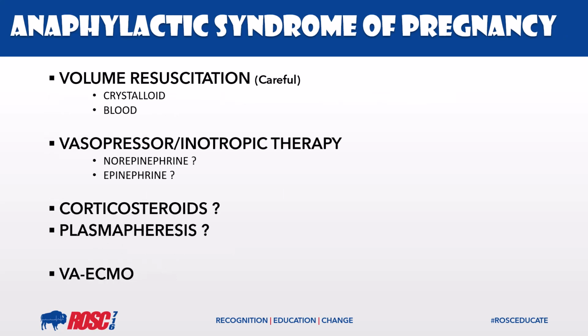We need to provide careful fluid resuscitation in those patients that demonstrate fluid responsiveness. We need to replace blood if the patient is bleeding. We need to reverse coagulopathies. We most likely have to provide vasopressor or inotropic therapy. This would revolve around norepinephrine and epinephrine. There's some talk and case series, case studies about corticosteroids or plasmapheresis. And lastly, due to the hemodynamic compromise, we can always consider VA ECMO, venoarterial extracorporeal membrane oxygenation.